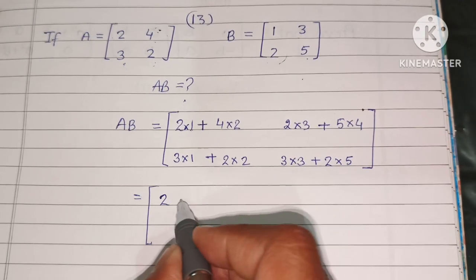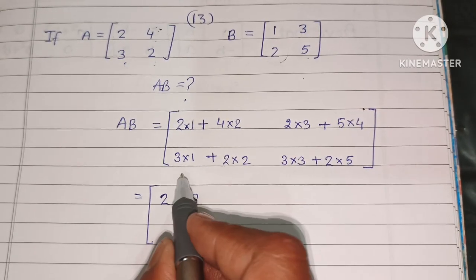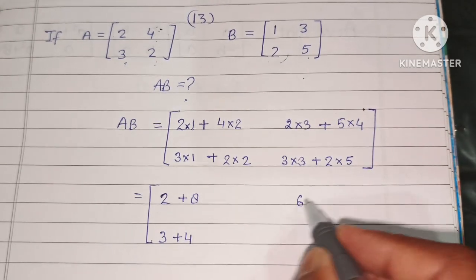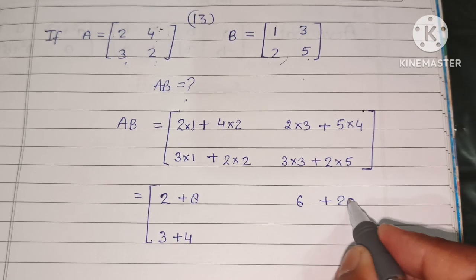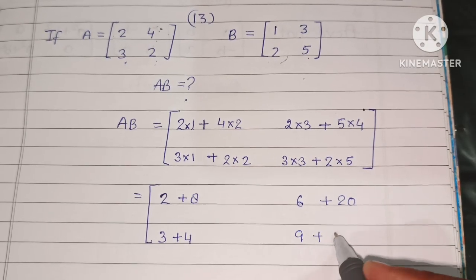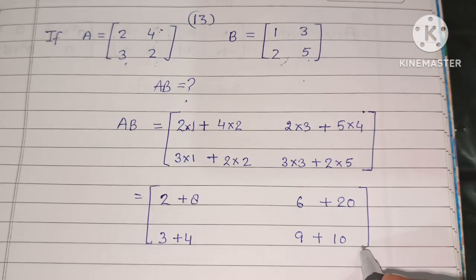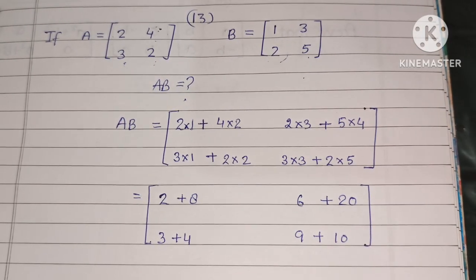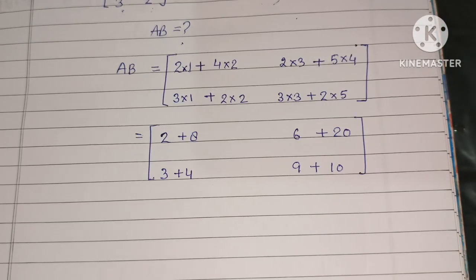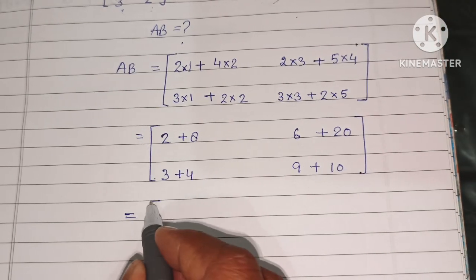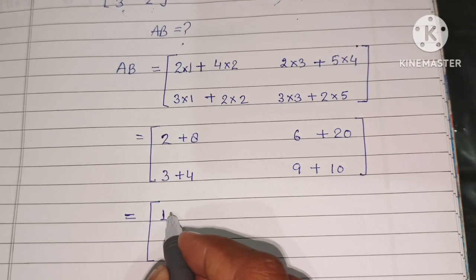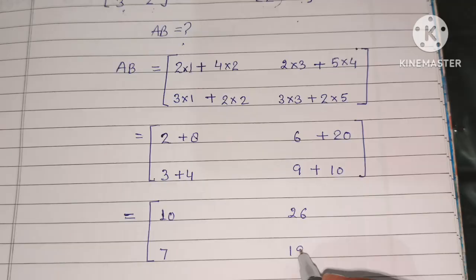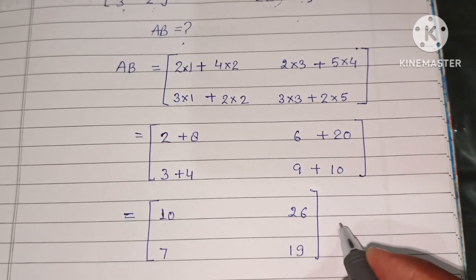So that is 2, that is 8, that is 3, that is 4, that is 6, that is 20, that is 9, that is 10. Now we will add: this is 10, this is 7, this is 26, that is 19. This is the answer.